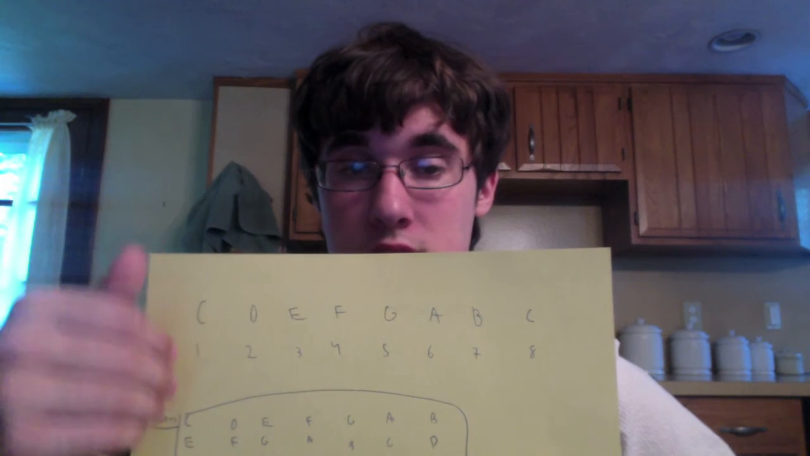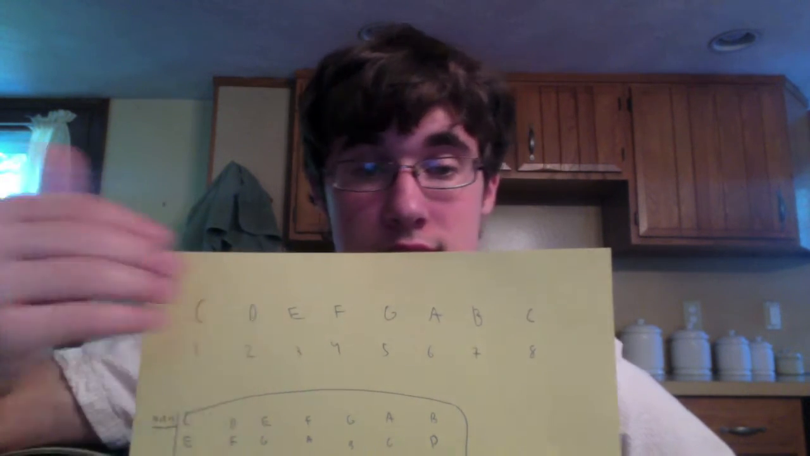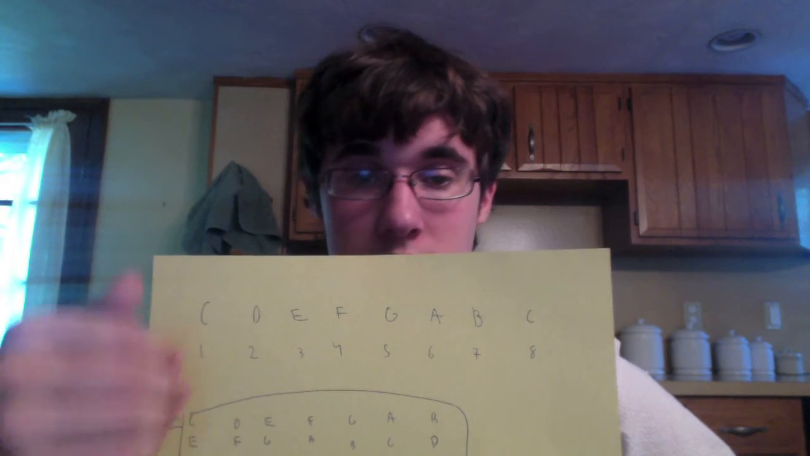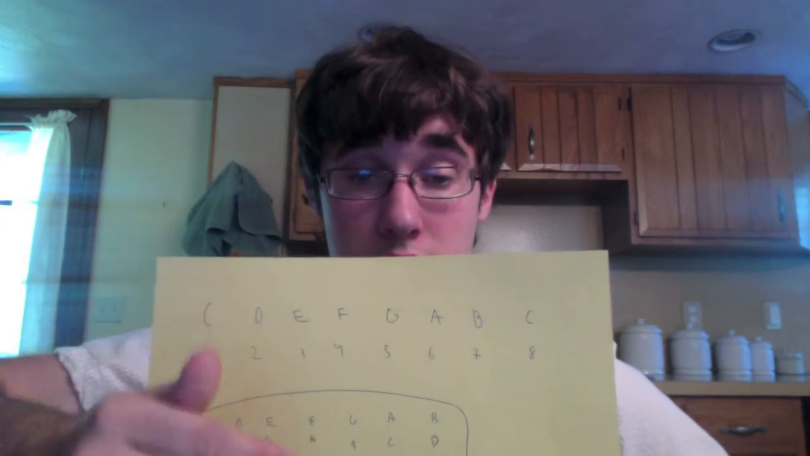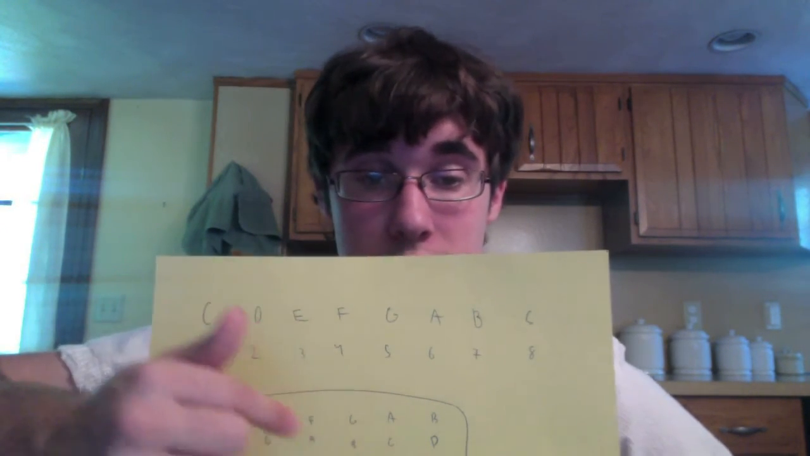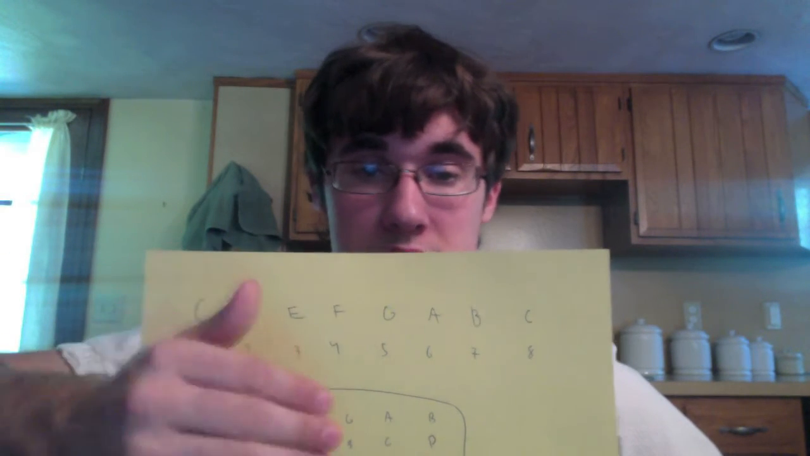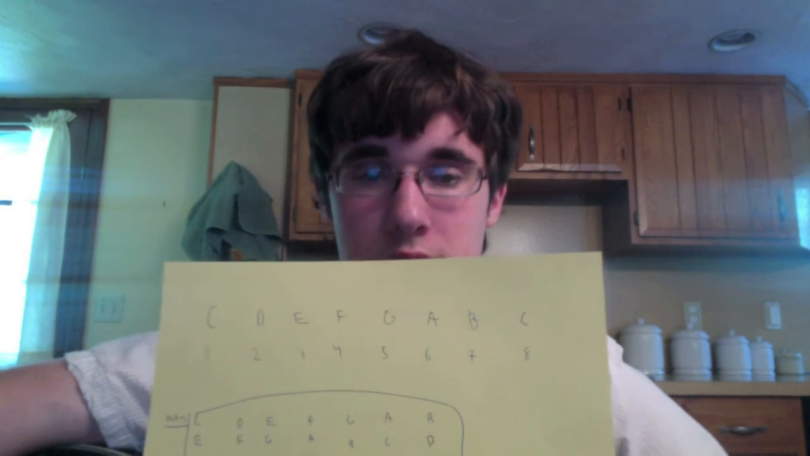For example, C is a 1, D is a 2, so C to D is a second. C is a 1, E is a 3, so C to E is a third. C to F is a fourth. C to G is a fifth. C to A is a sixth. C to B is a seventh. And C to C is an octave. Yep, it gets a special name because it's an octave.